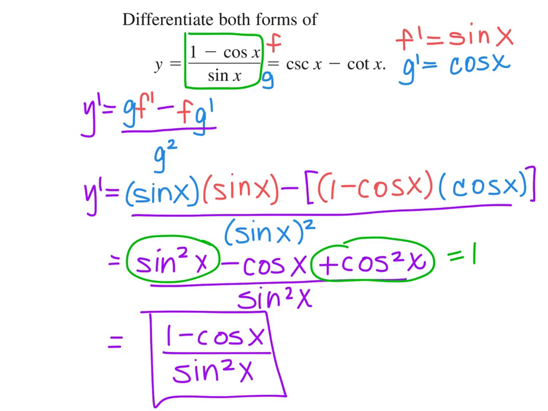First thing I do is set up my f and g and find my f prime and g prime, set up this thing here, plug in all the things, and what's kind of nice is that sine squared x plus cosine squared x, remember, equals 1, and so I'm left with 1 minus cos x all over sine squared x. So the reason that you might want to work through this form of y and use the quotient rule, which is slightly more complicated than just doing the sum or difference rule for the second part.